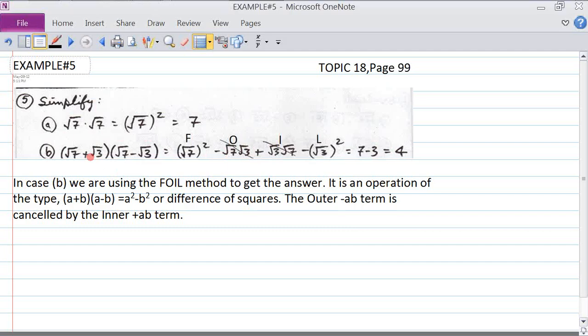Now what I did here was to show the outer term, which is minus root 7 times root 3, and the inner term is plus root 3 times root 7. So one is negative, one is positive, and they cancel each other. So the outer and the inner cancel each other, and you're just left with the first term squared minus the last term squared, which is 7 minus 3, and that gives you 4.